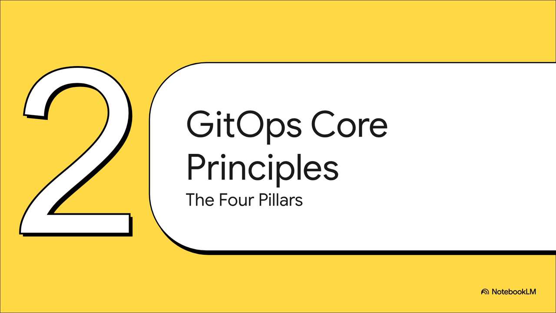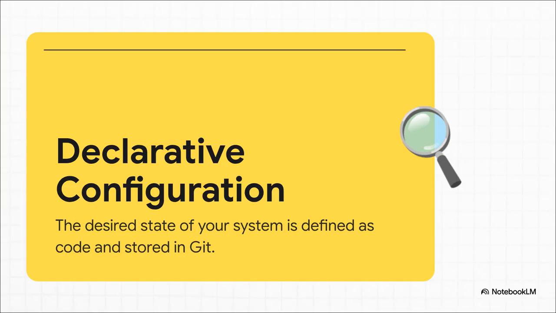Okay, so let's really get into the weeds here. How does this master blueprint idea actually work? Well, it all rests on 4 core principles. These are the pillars that make the whole thing stand up. First up, everything is declarative. Now, what does that even mean?